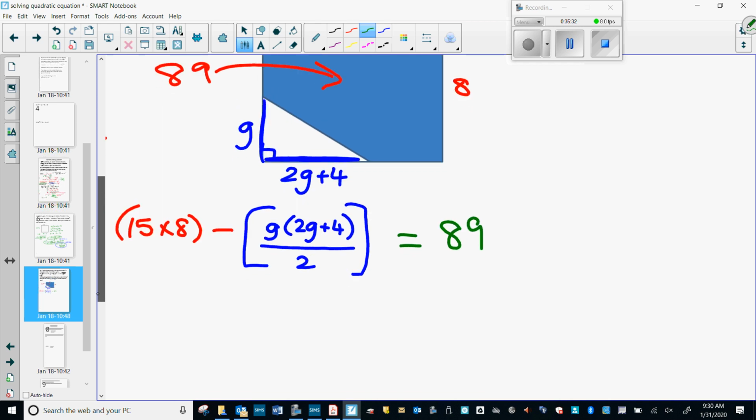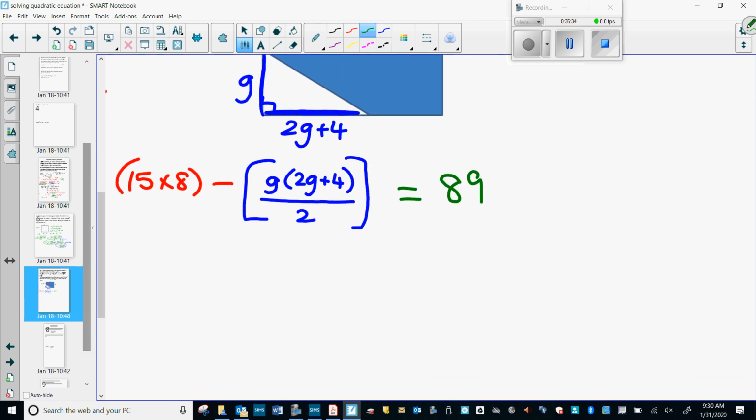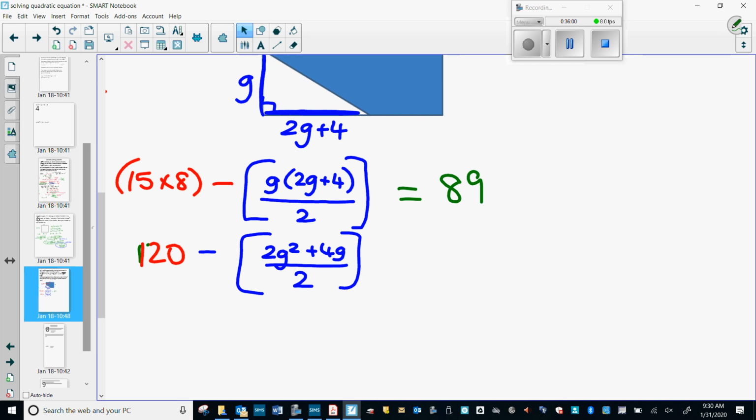Right, let's work out a few things that we can work out. So can we work out 15 multiplied by 8? Yeah. So that's 120. And we are now trying to expand our brackets here. So we've got G multiplied by 2G, 2G squared, plus 4G, plus 4G, and that's still divided by 2, is equal to 89.